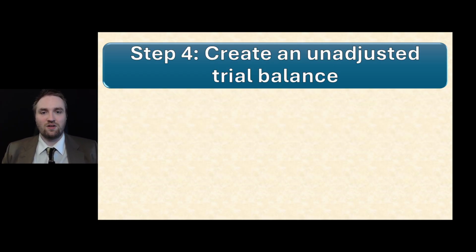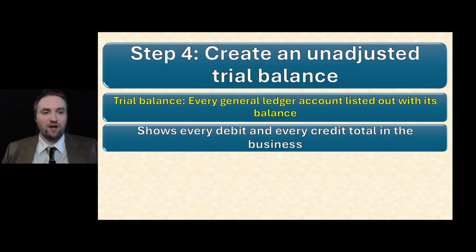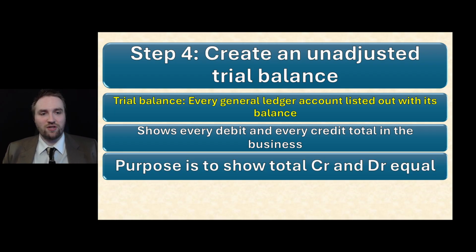Step 4. Create an unadjusted trial balance. What is a trial balance? A trial balance is just every general ledger account listed out next to its balance. When every ledger account is listed out like this, it'll show every debit and every credit total in the business. The purpose of a trial balance is to show that when you add up all the debits and all the credits, they should be equal.